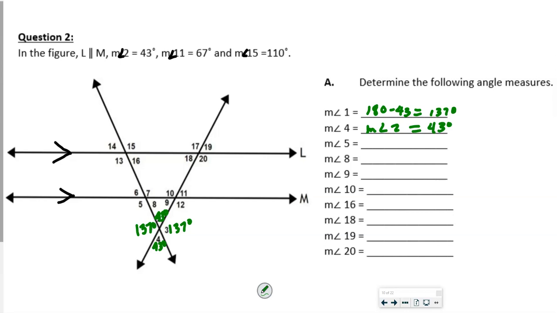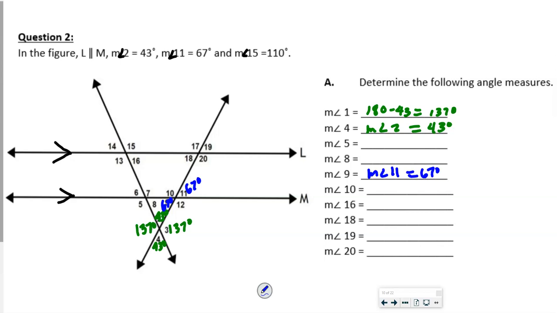Then we're given angle 6 is 67. 6 is 11. So 11 is 67. So that means 9 would be 67 because it's equal to the measure of angle 11. So that's also 67.